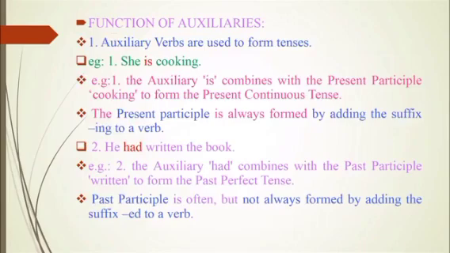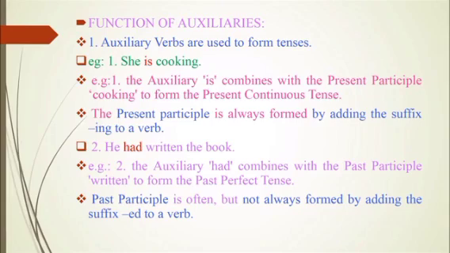Next, we are going to see the functions of auxiliaries. The first function is that auxiliary verbs are used to form tenses. Example, she is cooking. Here, the auxiliary is combines with the present participle cooking to form the present continuous tense. So what is meant by the present participle? The present participle is always formed by adding the suffix ing to a verb.